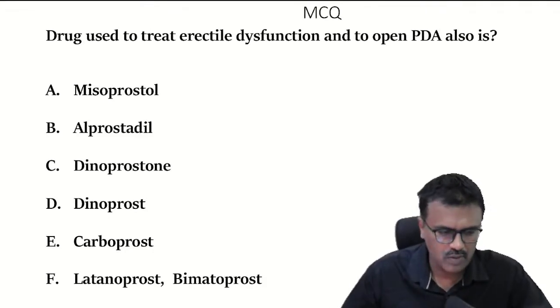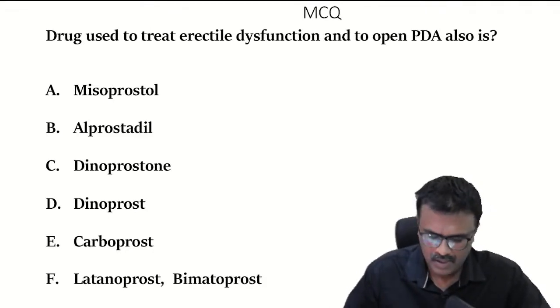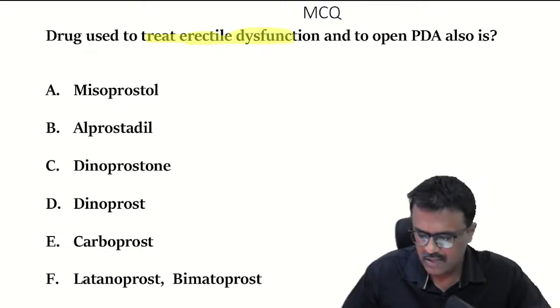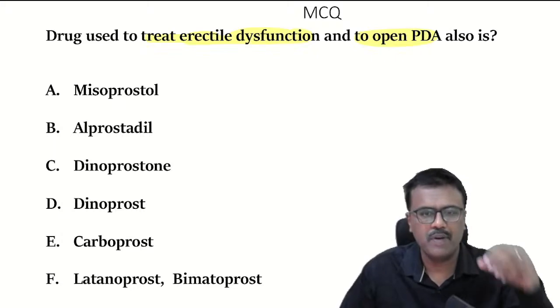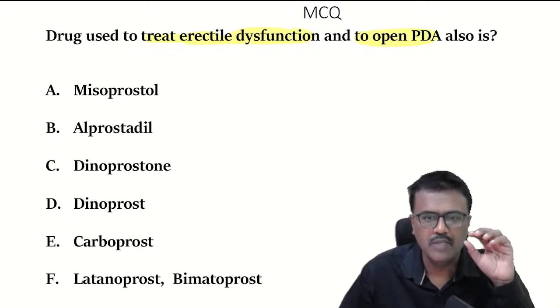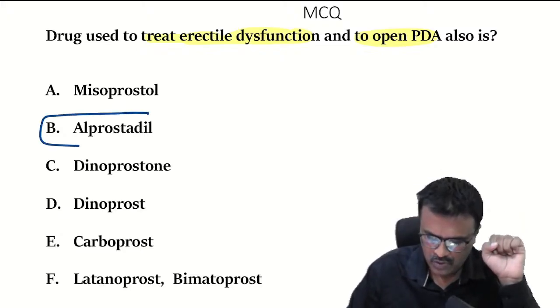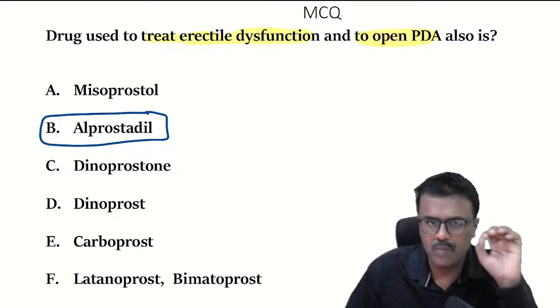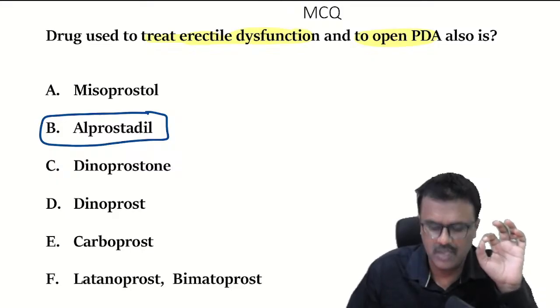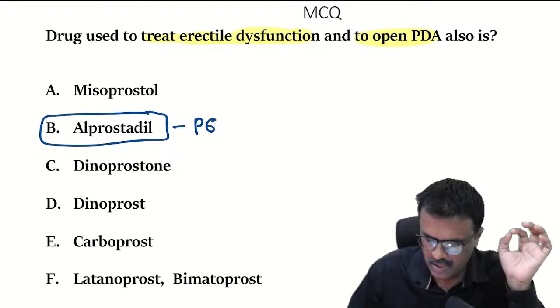Now let us move on to another question. Drug used to treat erectile dysfunction and open PDA also. So what is the purpose of this MCQ? Is to understand various prostaglandin preparations. Now the drug which is used for erectile dysfunction and open PDA is alprostadil. It's a prostaglandin E1 analog.